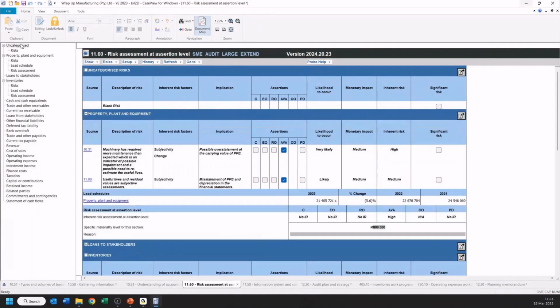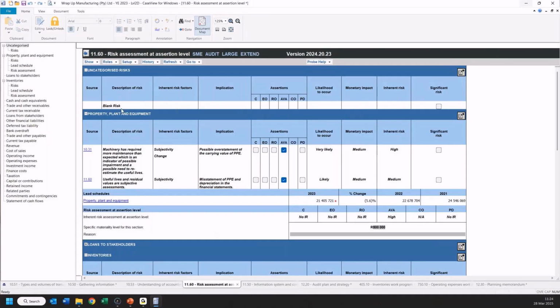What I also want to point out, because I keep seeing this in the document, is what I'd call a known issue. There is something in the programming where, whenever you record a risk, an uncategorized risk is also recorded. It is a known issue in the current version. We're currently working in version 2024.20.23. There's a lot of 20s there.